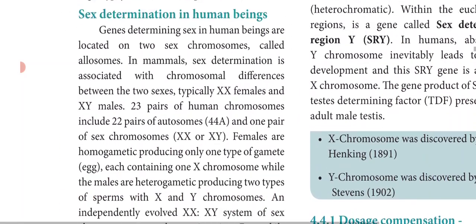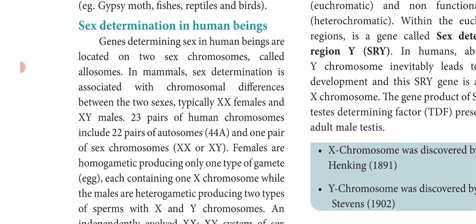Next we'll see about sex determination in humans. How is sex determined in the case of human beings? The genes which determine the sex in human beings are located on two sex chromosomes, that is the last pair of chromosomes called the allosomes. So the allosomes only determine the sex in human beings.